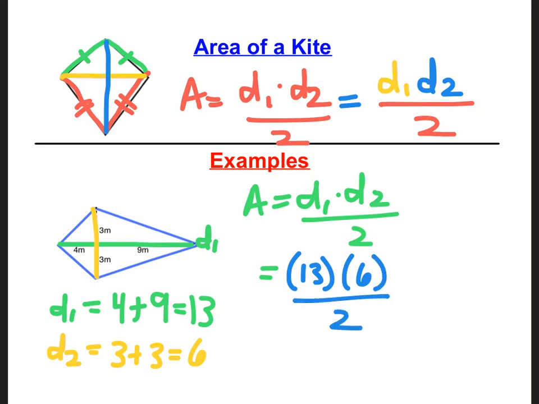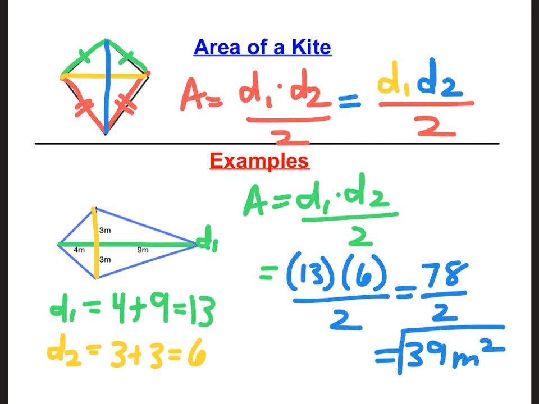Again, I'm going to do the top first just because I like to be consistent. So I'm going to do 13 times 6. And when I do that, I get 78. And then we have to divide that by 2. And we get 39. This one does have some units. We have meters, so we're going to have 39 meters squared as our final answer.